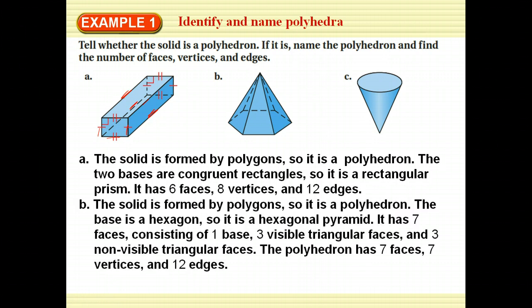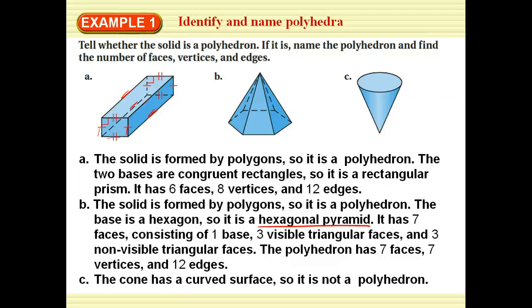This second one has 1, 2, 3, 4, 5, 6 sides on the base. So that is a hexagon, and it comes to a point, so it is a pyramid. So it is a hexagonal pyramid. It has 7 faces, the base, and then 6 triangles on the side, and then it has 7 vertices. It's got the ones that are going up the sides, and then the ones around the edge, and so it's got 12 edges. This one is a cone, so it is not a polyhedron.